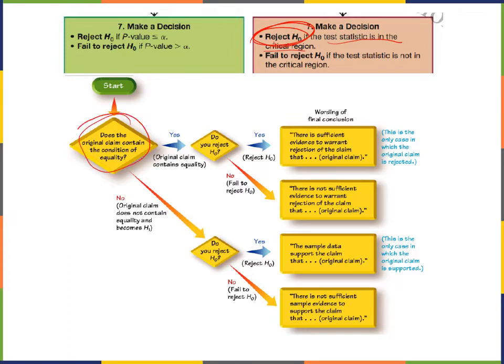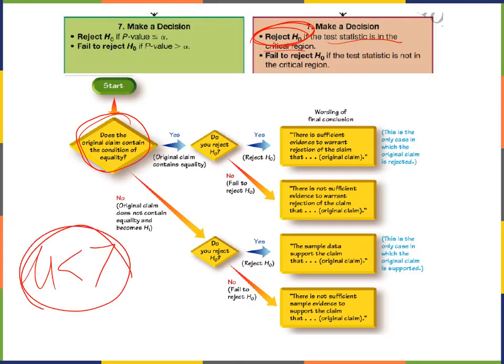Does the original claim contain the condition of equality? No, the mean was less than 7 was our original claim. No equality there. Okay? So then, did we reject H sub 0? Yes, we rejected H sub 0. So here's our final answer. Okay? The sample data supports the claim that the average sleep time is less than 7 hours.